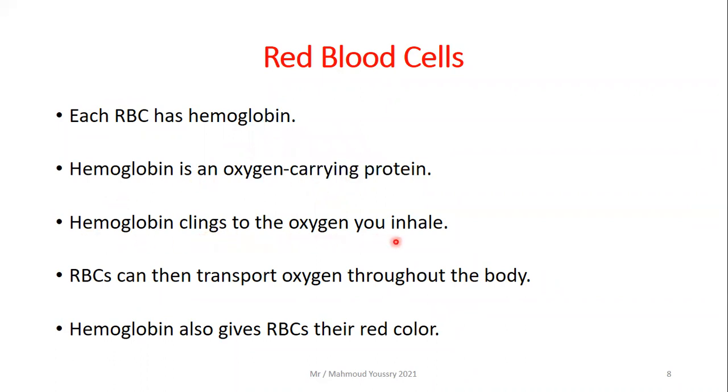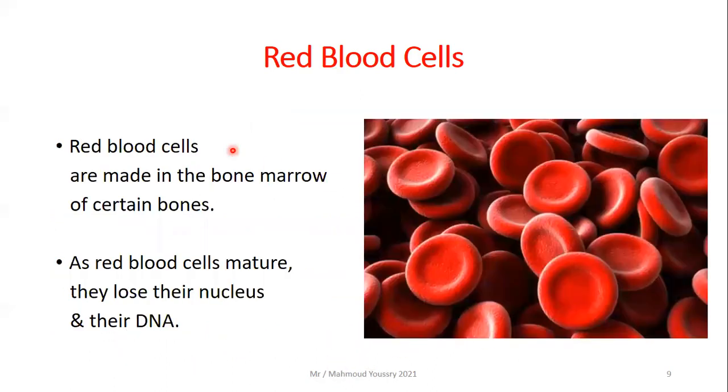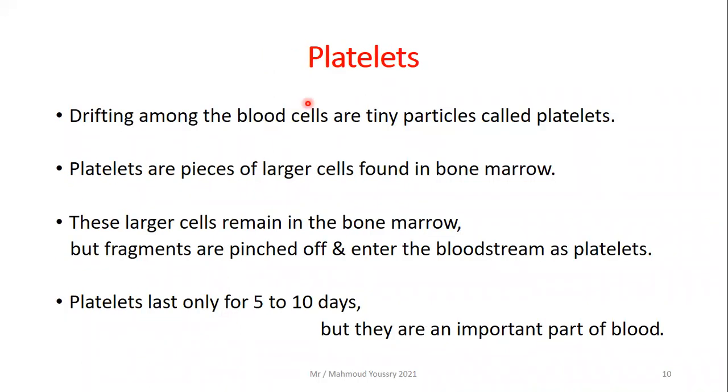Hemoglobin clings to oxygen when you inhale. It attaches or sticks to oxygen when you inhale. RBCs can then transport oxygen throughout the body. The hemoglobin also gives the red blood cells their red color. The red blood cells are made in the bone marrow of certain bones, as we mentioned in the skeletal system. Also, as they mature, they lose their nucleus and their DNA. This is very important.